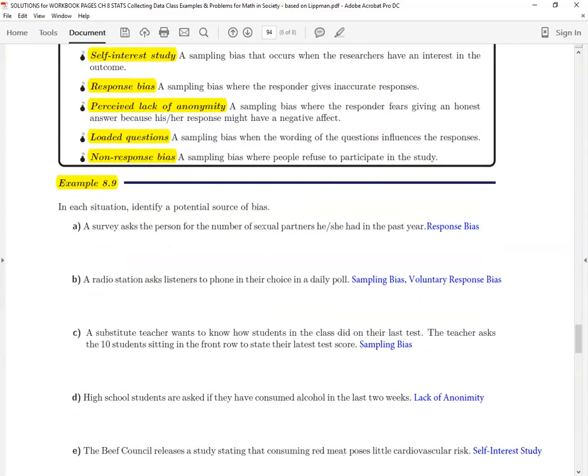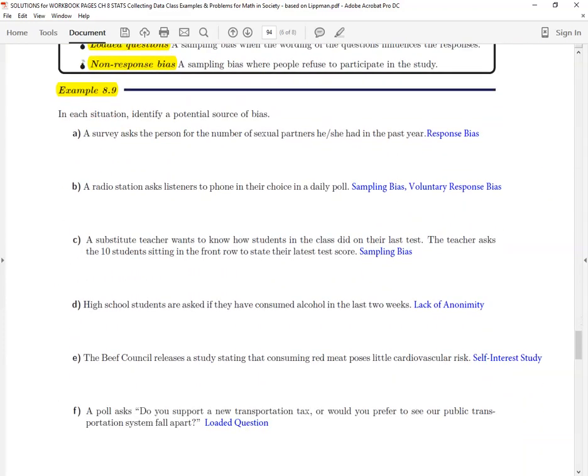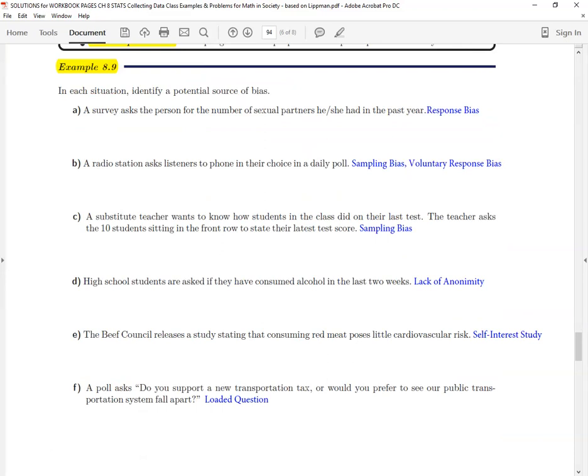Now let's look at example 8.9 on the next page. A is response bias, B is sampling bias or voluntary response bias, C is sampling bias, because not everyone has equal chance to be chosen. D is lack of anonymity, E, self-interest, and F is loaded question. Now again, these might have a different answer that would work as well, but those seem to be the best fit.